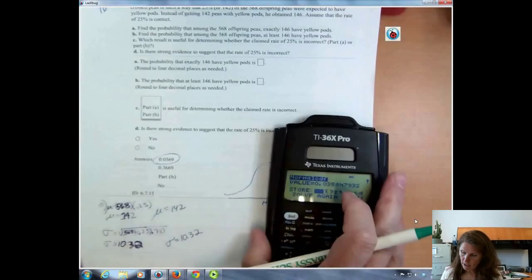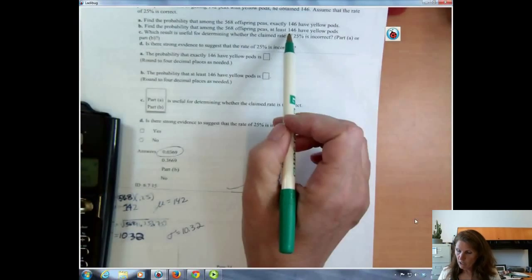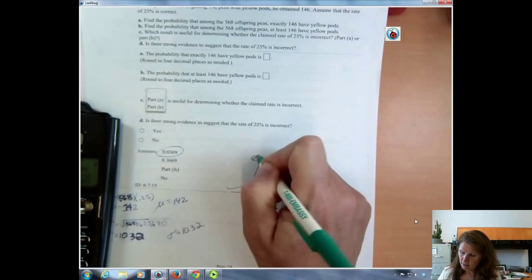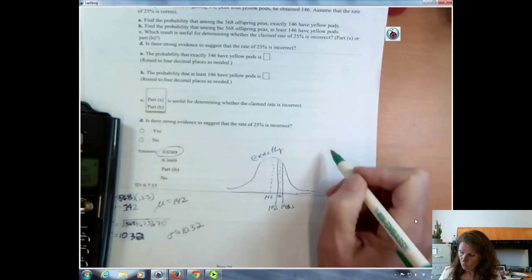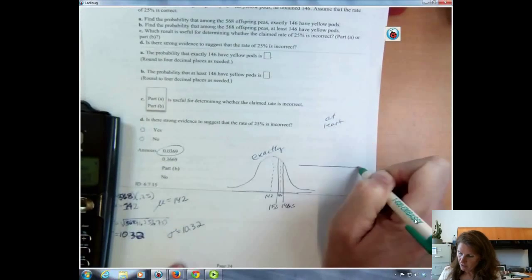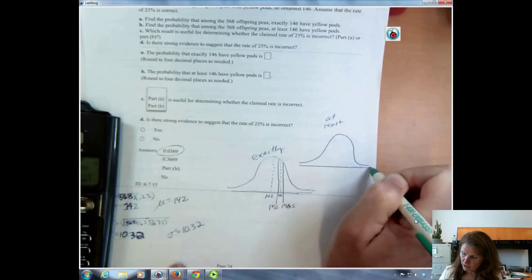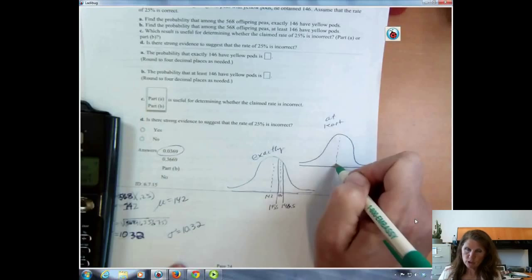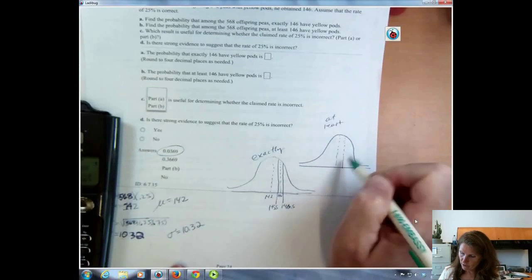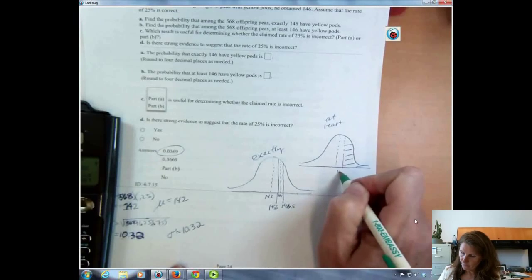But let's look at what happens on the second part. What's the probability that at least 146 have yellow pods? What is at least? This is exactly. What would at least look like? Does that mean less than or greater than? Think about getting into a bar. You have to be at least 21. That means you could be 21 or more, right? So at least 21 means we're starting at 146 and we're looking to the right of that.